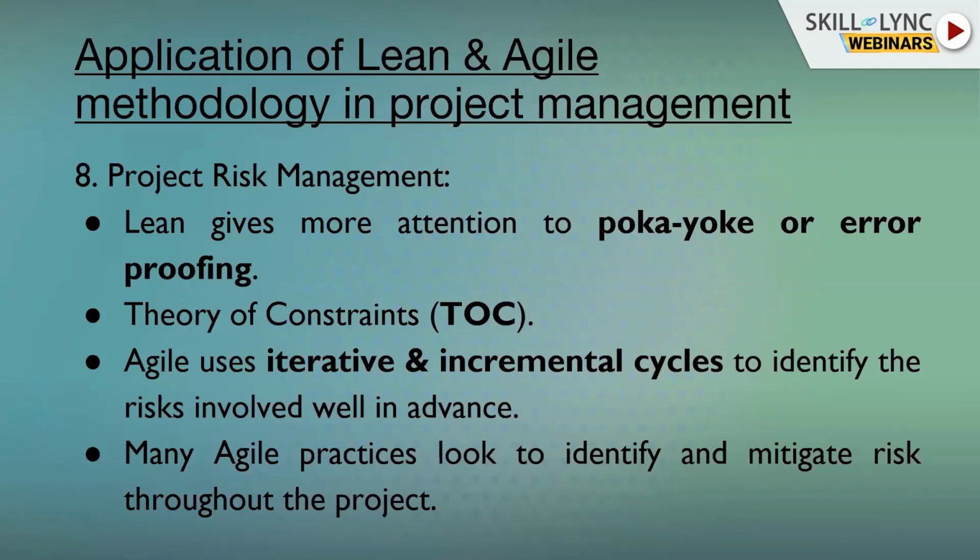Agile uses iterative and incremental cycles to identify the risks involved well in advance so the correct measures can be taken along with the effective planning of contingency reserves. Many agile practices look to identify and mitigate the risk throughout the project so that the project will not undergo cost and time overruns, which is a major issue in construction projects.